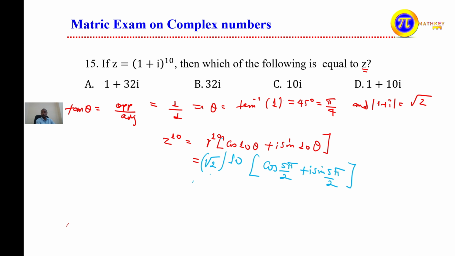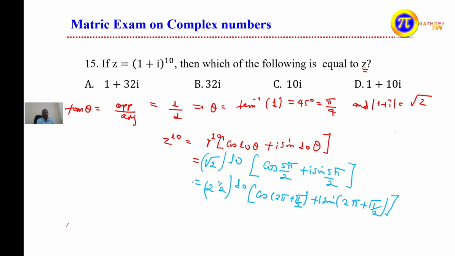The square root of 2 means 2 to the power of 1 over 2, the whole power of 10, which is equal to cos of 5 pi over 2. This is cos of 2 pi plus pi over 2, plus i sine of 2 pi plus pi over 2. Here we are.